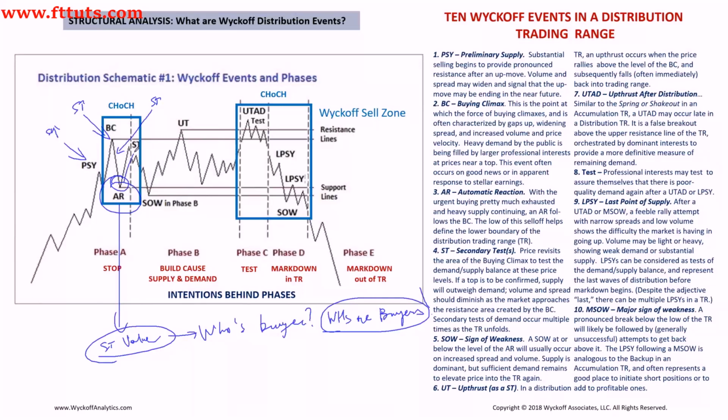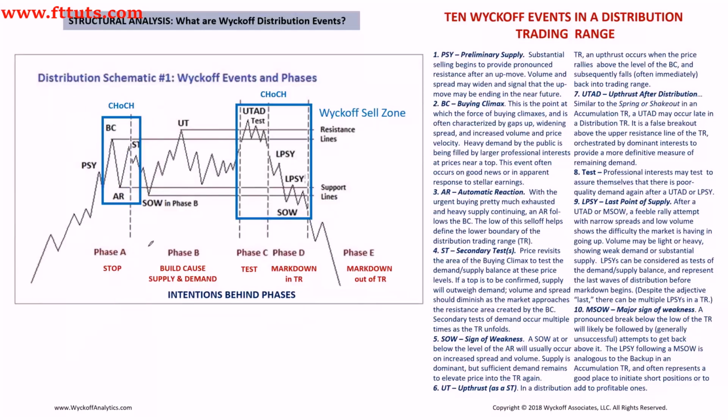And that's what's going to lead to this next weak rally, which is going to be a secondary test. And that would conclude phase A. The intention behind phase A is the same in distribution as it is in accumulation. It's to stop. To stop what? To stop the previous move from going further up. So we're stopping an uptrend. And all of the elements, including the preliminary supply, where the first sell-in might come, the buying climax, automatic reaction, and secondary test, are going to be a part of phase A.